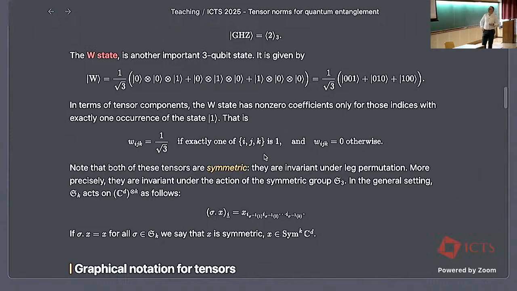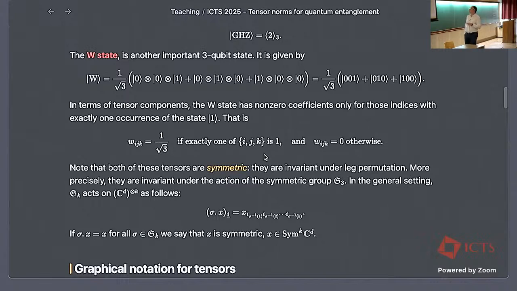There's another way to see it. And maybe one important point that I would like to make here is that both the GHZ and the W state tensors are symmetric, meaning that they are invariant under leg permutation. Here I'm using the word leg, but you will see on the next slide why I use this word. This comes from the graphical notation for tensors. In coordinates, it means that if I permute the indices of my tensor, then the tensor doesn't change. It's invariant under this change of coordinates.